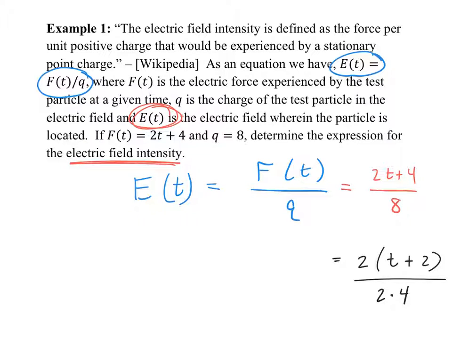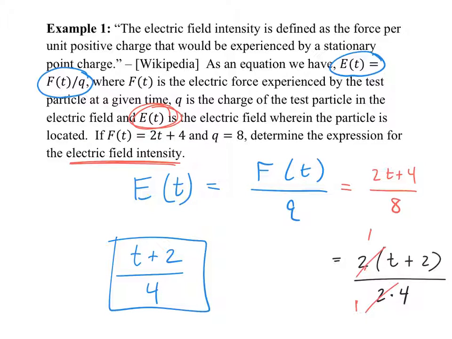Why can I reduce by 2 here? Because 2 is a factor. 2 is the greatest common factor of the top and the bottom. So I can cross the 2 off here and here. What is always left behind when you cross something out? The number 1. Now, it's not very important right now, but it will come into play. So our final answer as an expression is t plus 2 over the quantity 4. Again, the 2's cancel.